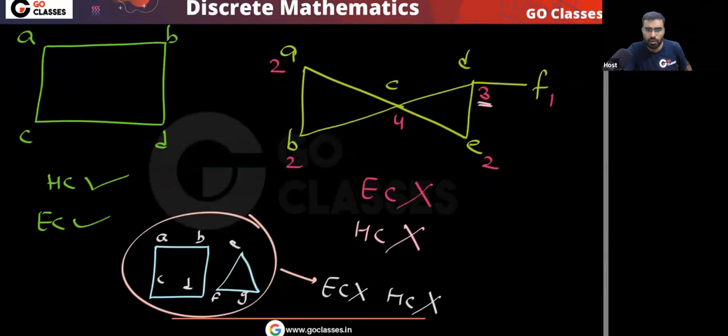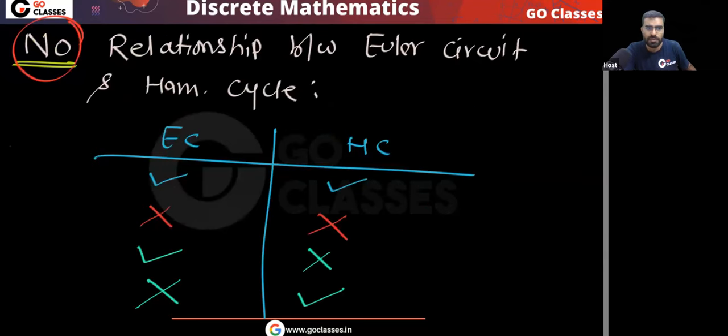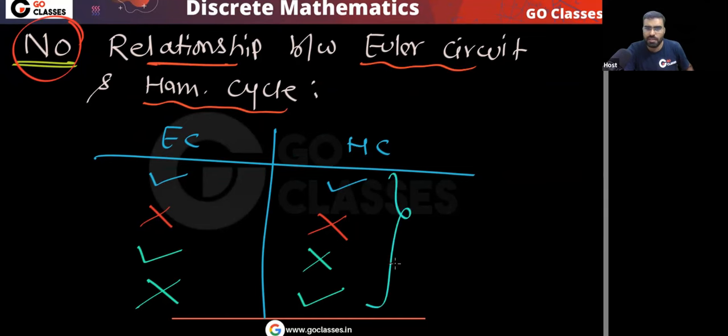Do you agree? There is no relationship between Euler circuit and Hamiltonian cycle. Everything is possible. Yes or no? Agree with me? So you can easily see.